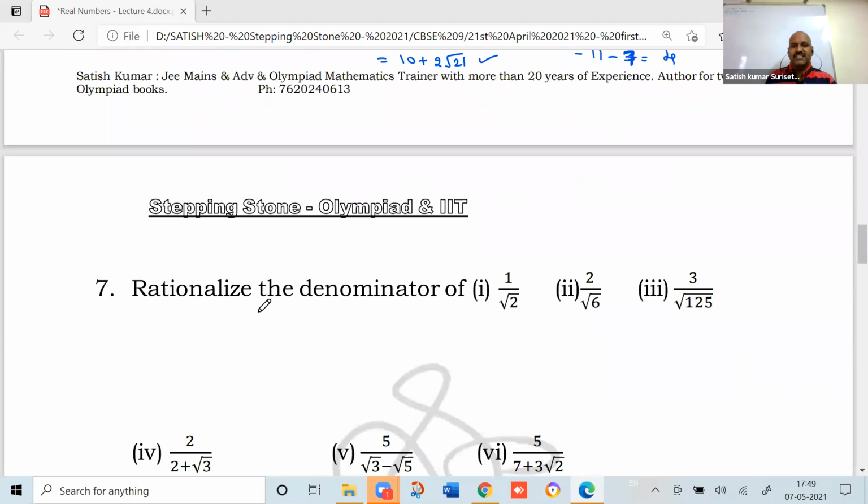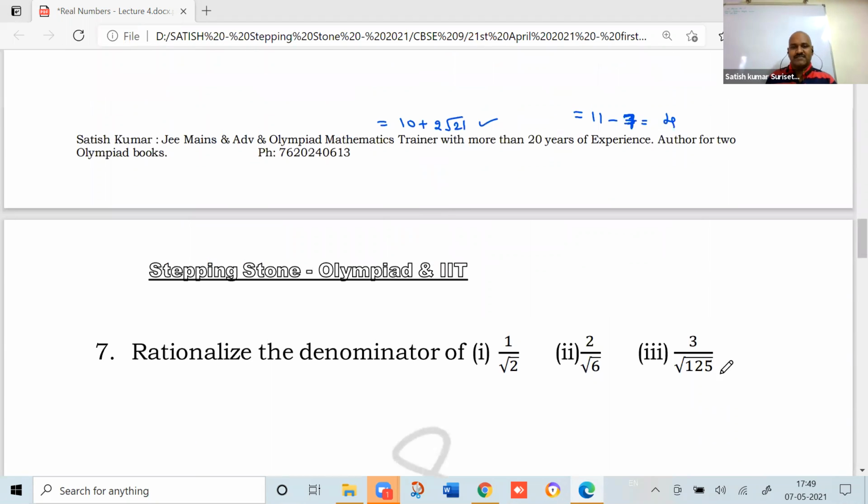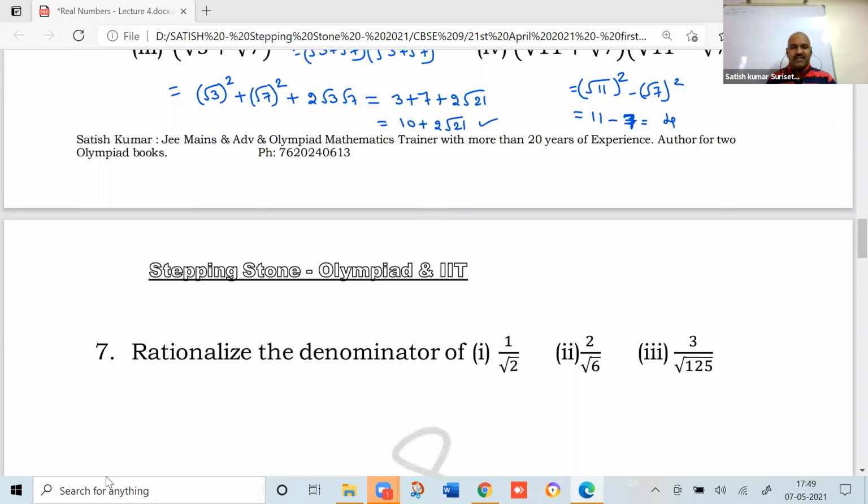Next, rationalize the denominator of the following. Now, what is the meaning of rationalize the denominator? It means the denominator portion you have to convert into a rational number by multiplying with some number. That number must be a radical only. So you have to multiply with a suitable radical to the numerator and denominator so that after simplification the denominator must be a rational number.